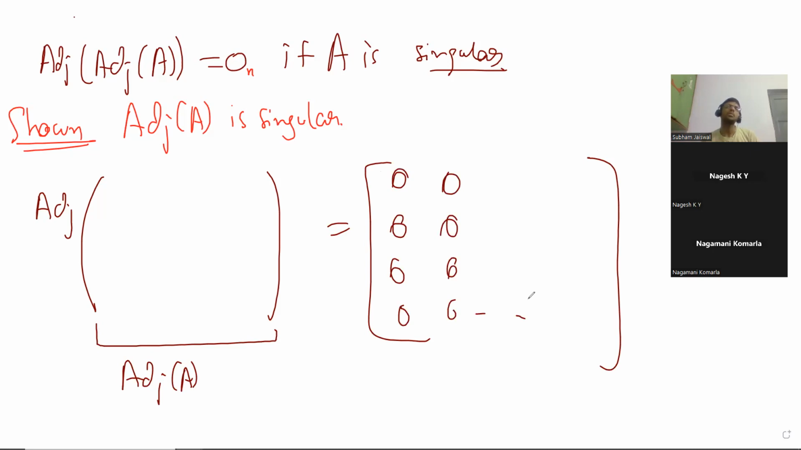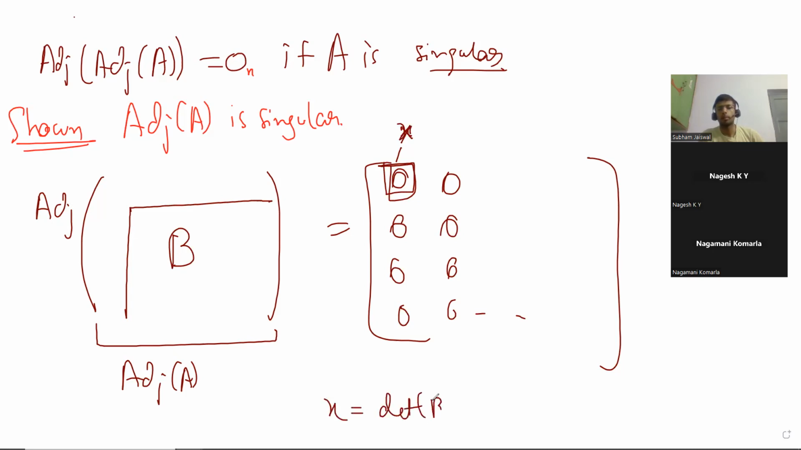You can imagine 3 by 3 if you want. But then to compute the adjoint of A, or the adjoint of any matrix, what are you doing? For example, what is this entry? This entry is the determinant. So this is x, right? Then this x is basically the determinant. Let's call this b. Then let's call this small x, and small x is basically the determinant of b. Agree or not?